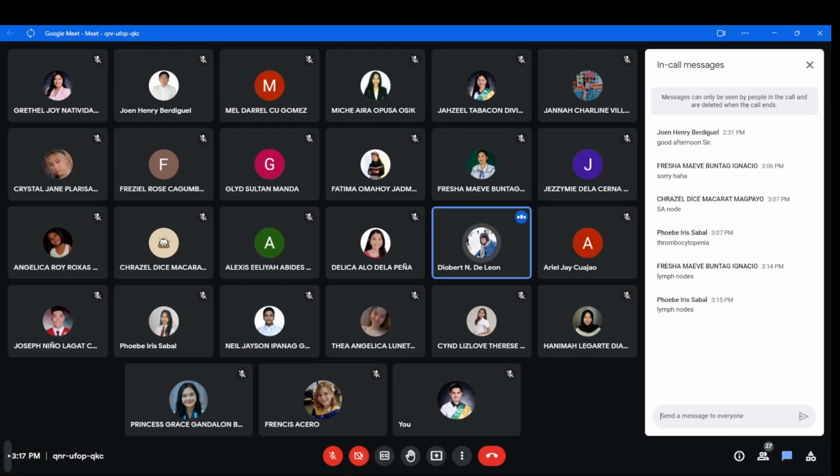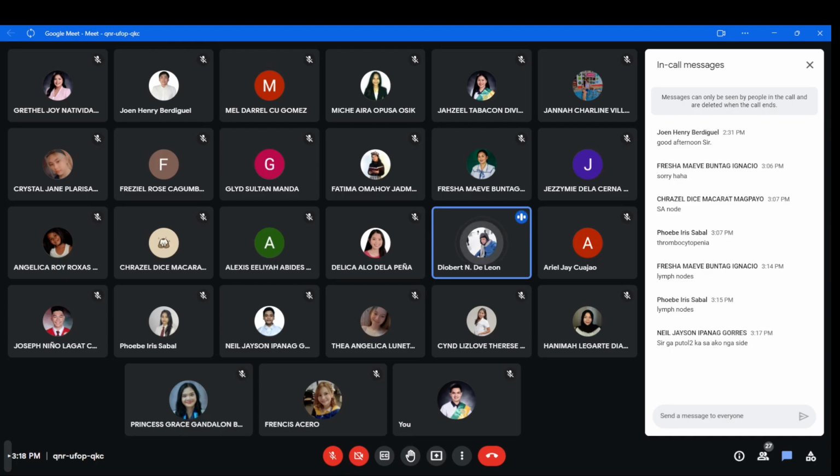So number 17, chest pain is also called angina pectoris, stable angina, A and B, or all of the above. What's your answer? Angina, stable angina, and angina pectoris are all the same. So the answer is all of the above.